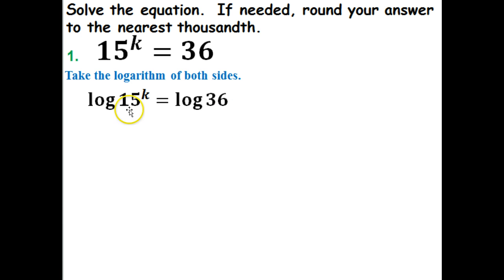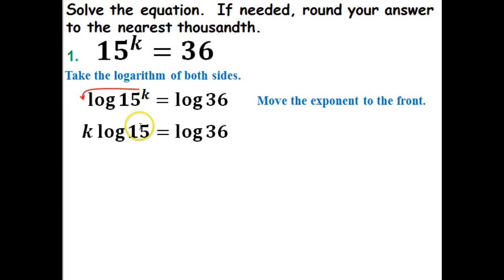Okay, so we're going to take this one now. I'm going to take this k here, and I need to move this here. I don't want to have it as my exponent. Well, what we can do here is move that in the front. Using our laws of logarithms, law number 3 that we covered, we can move that k right out in front. So if we simplify it a little bit further, it's k log 15 equals log 36.